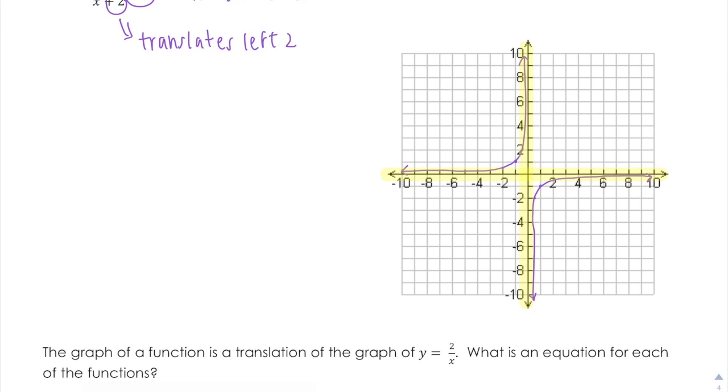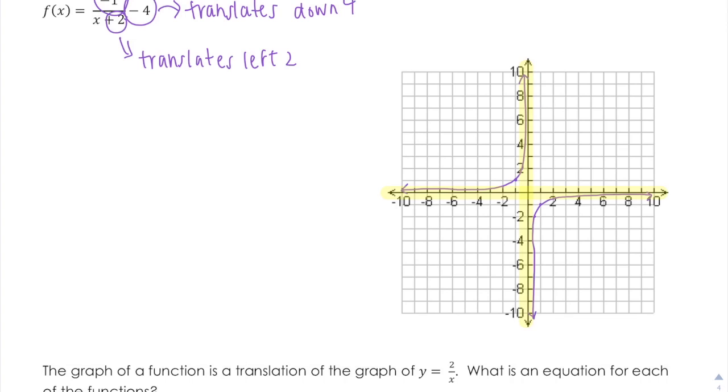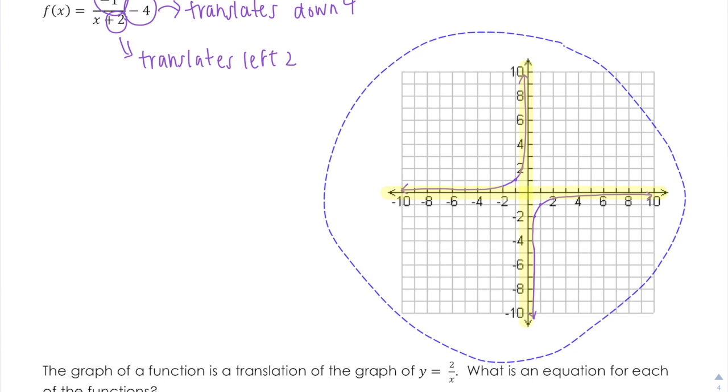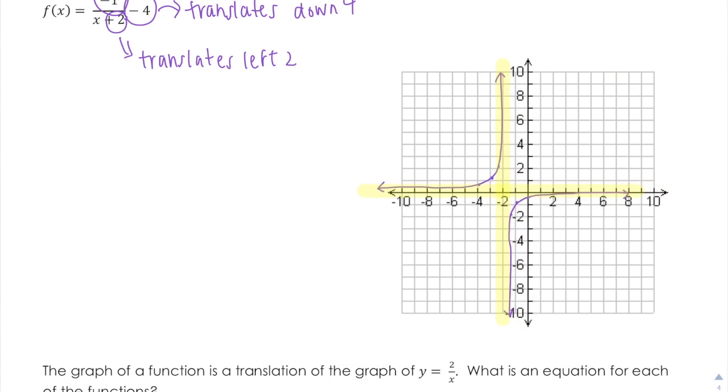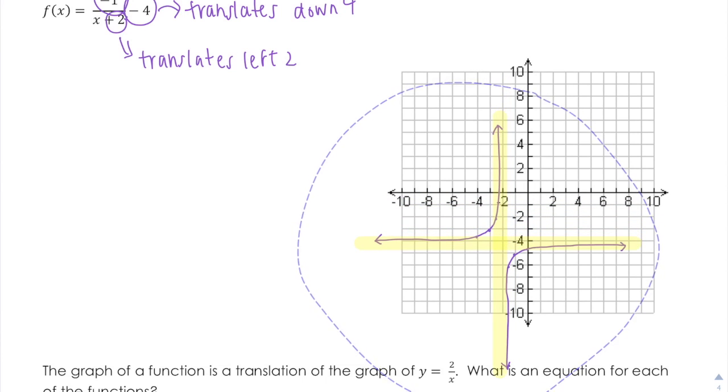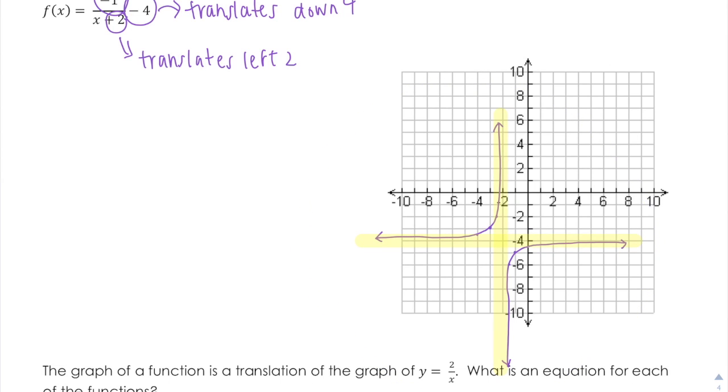And I already reflected it because it was in quadrants. It's supposed to be 1 and 2, but now I'm doing 2 and 3. But now I'm going to translate this down 4 and left 2. So I'm going to go left 2, so 1, 2, and then down 4. 1, 2, 3, 4. So x-intercept, I can't tell exactly where it's at. Y-intercept, I can't tell exactly where it's at.